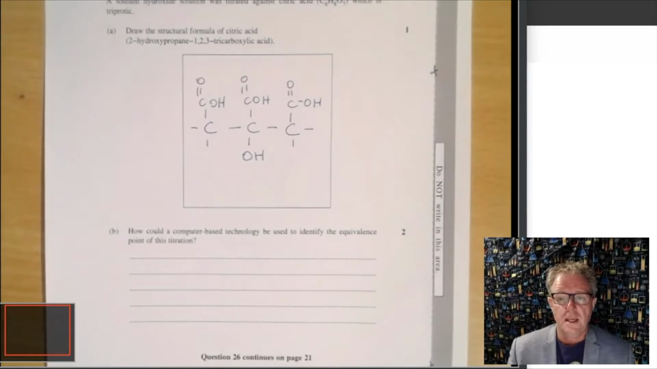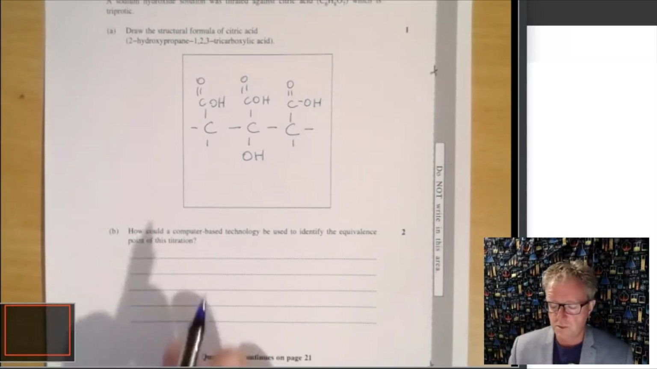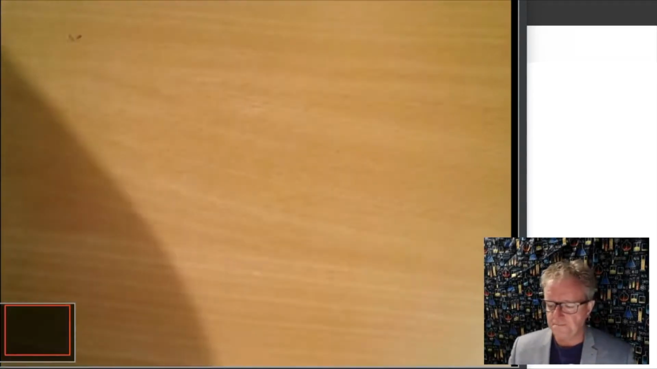So here it's saying a computer-based technology, not an indicator solution. So in answering this question here, first of all you want to say what the equivalence point is, and then you want to say that you have a computer-based technology such as a data logger or a pH probe that will measure the pH at that point. So that's what you want to say in that section there.